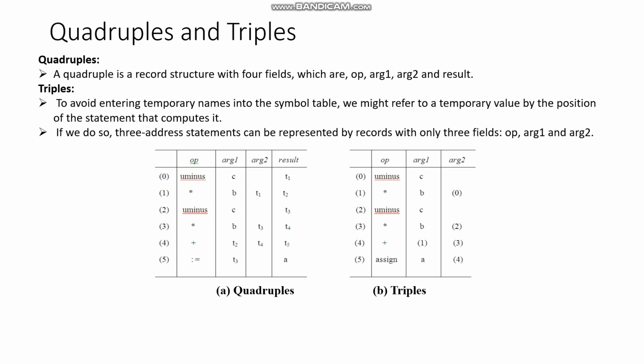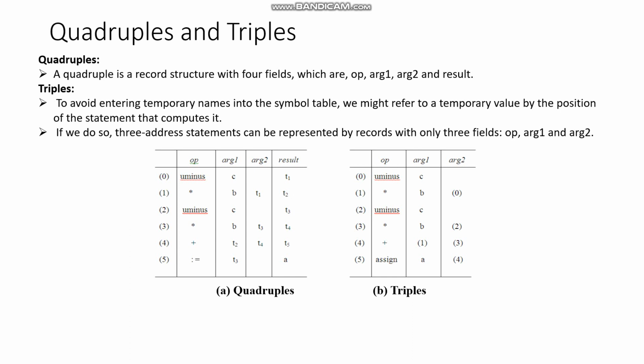And after T1, once again what is it doing? Argument 2 is T1 times B. It is doing B into T1, once again storing the result into T2. Once again binary minus C, storing in T3. So in this scenario, you can see every output of every operation is stored as a temporary result. But in triple, what is done? Op minus C. Once minus C is done, no argument 2, result is not there, but it is statement number 0. So the output is stored at statement number 0.